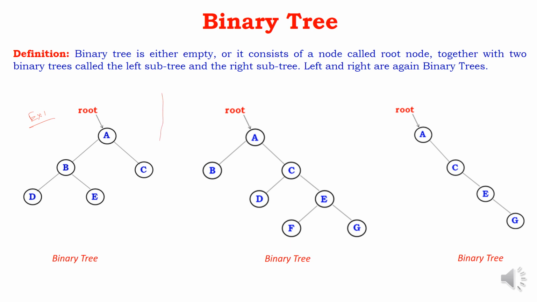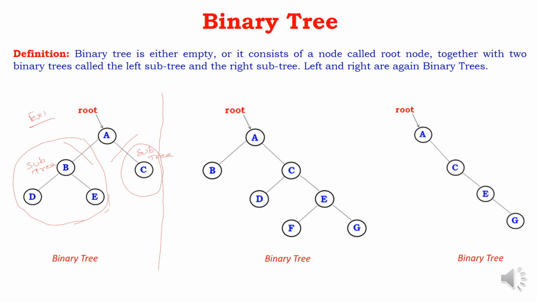in example 1, it shows a binary tree where A is the root node, and A has a left subtree and a right subtree. On the left there are three nodes. These three nodes again form a binary tree. And on the right side there is only one node. Again you can say it is a binary tree. So A is the root node, A has a left subtree, and A has a right subtree.